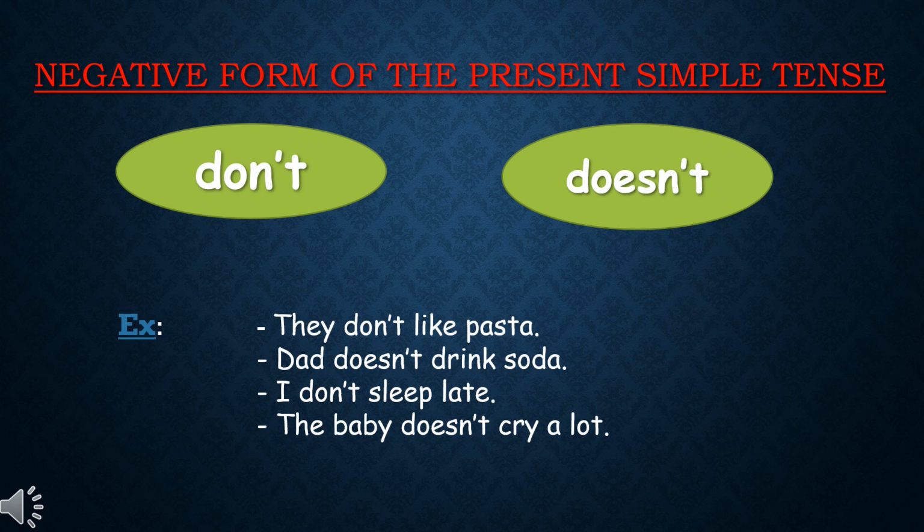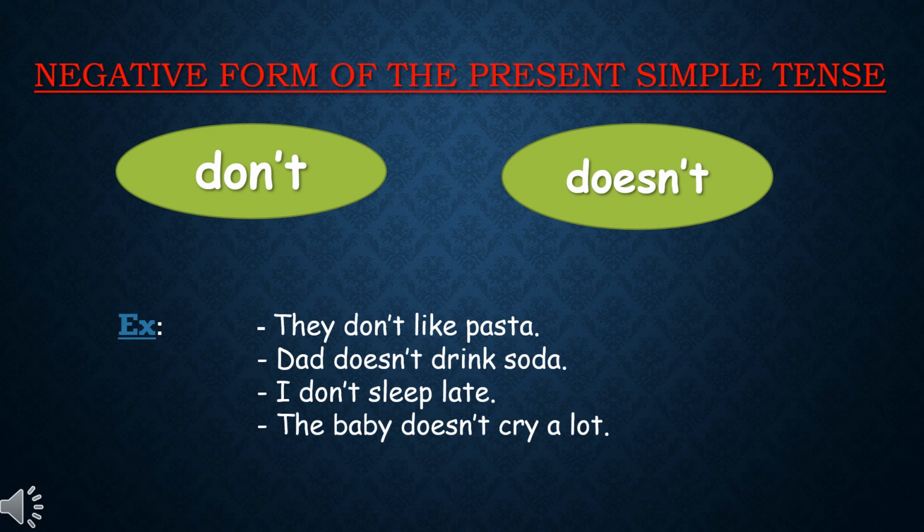And one important thing, doesn't eats the S. So, can I say she doesn't eats? No, she doesn't eat. We have she, but with doesn't, I use the verb as it is, without the S. So she doesn't eat. Okay?